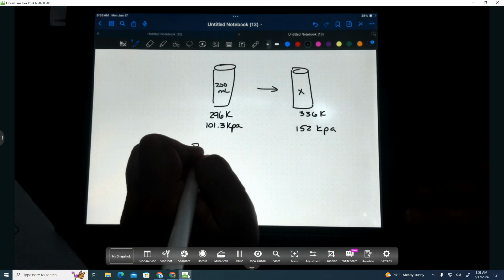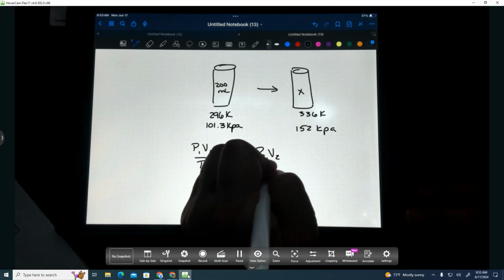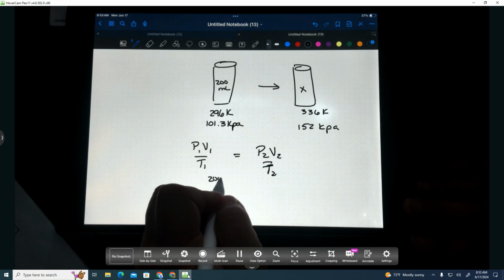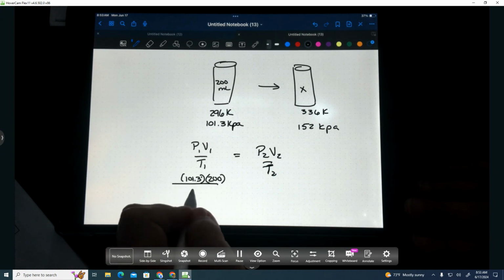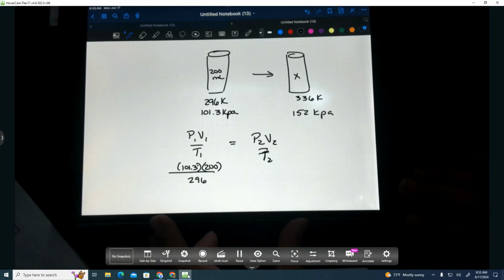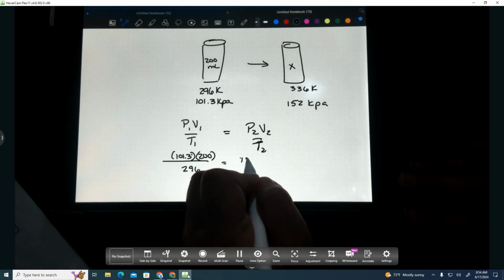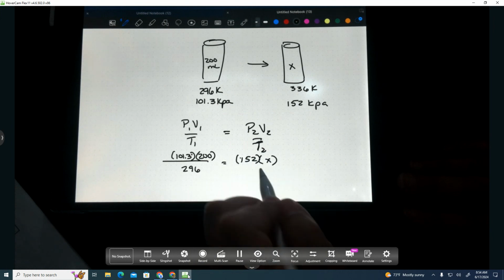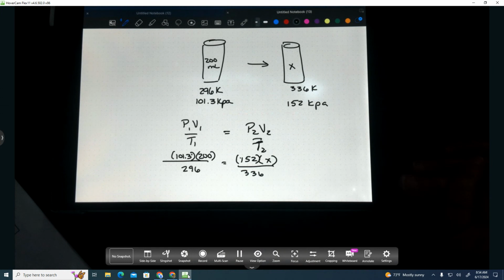So let's write the formula. P1 V1 over T1 equals P2 V2 over T2. The first volume was 200 milliliters. The first pressure was 101.3 kilopascals. And the temperature was 296. The second pressure was 152 kilopascals. The new volume, we don't know. And the new temperature was 336 Kelvin.